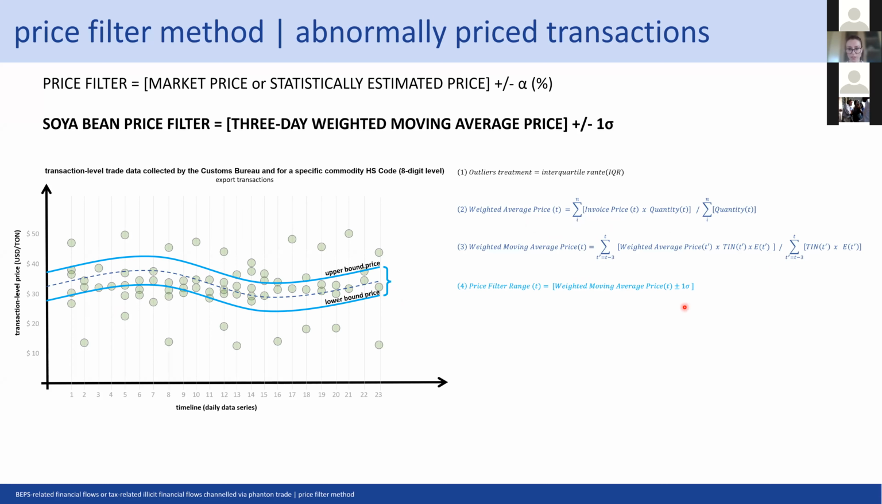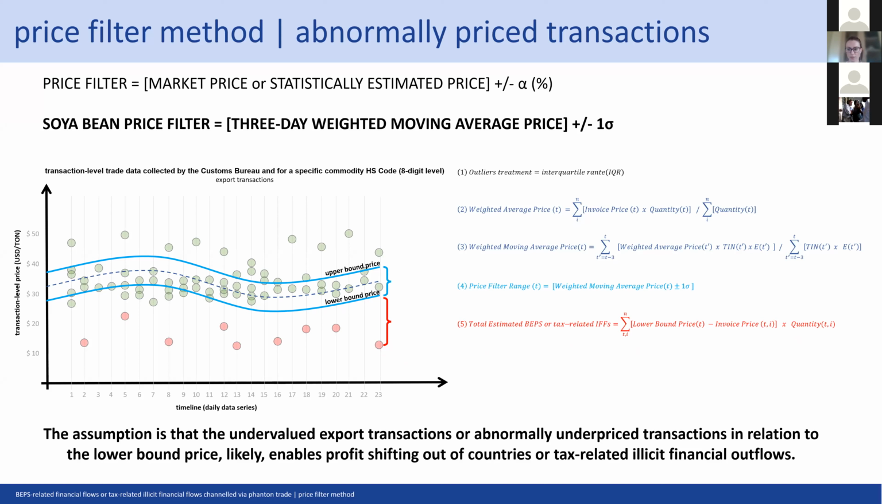And the underinvoiced amount in export transactions, which was the focus of our research, was estimated as the lower bound price minus invoice price times quantity. So the assumption of our research is that the undervalued export transactions, or abnormally underpriced transactions in relation to the lower bound price, likely enable profit shifting out of countries. And as a result, the total underinvoiced amount in export transactions corresponds to the estimated tax-related illicit financial outflows or potential profit shifting.